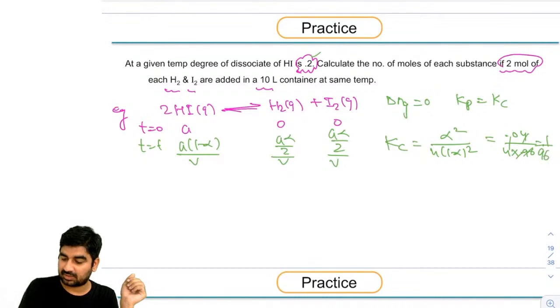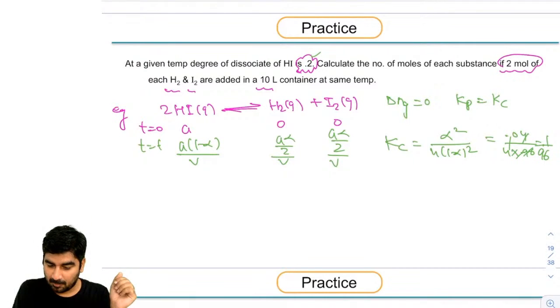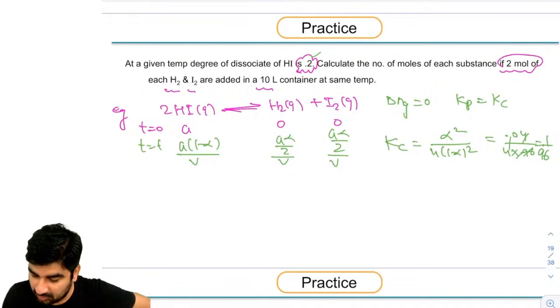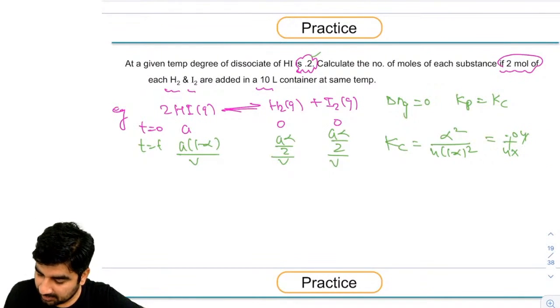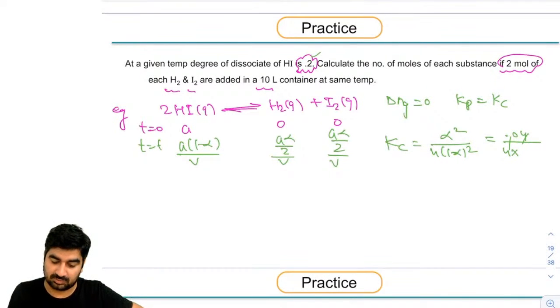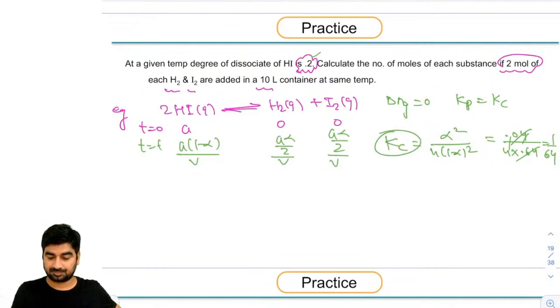So it will be 1 by 96. No, no, just a minute. I have made some error here. It will be 1 minus 0.2, 0.8, 0.64. So it will be 1 by 64. So that is the Kc I am getting.